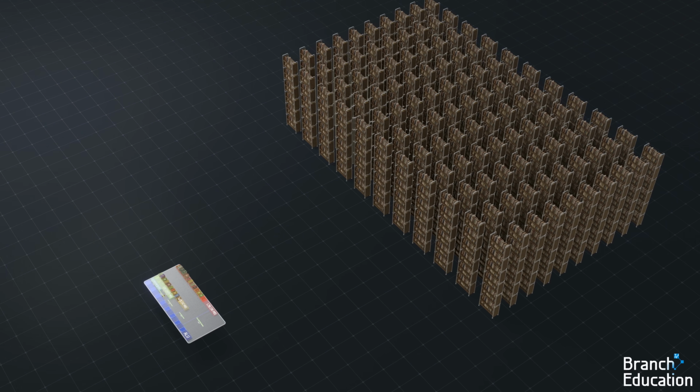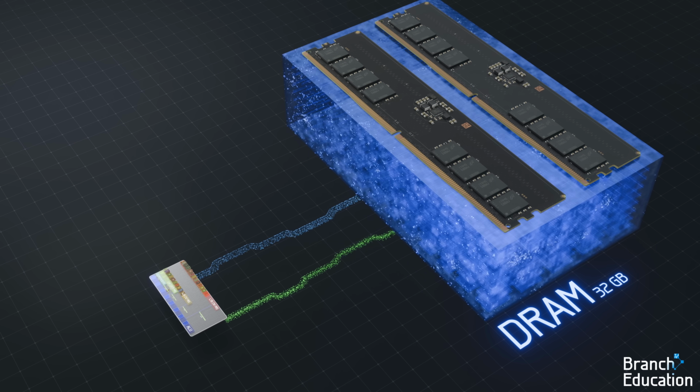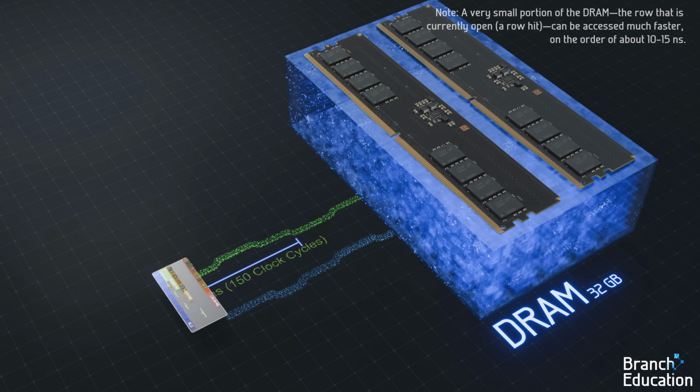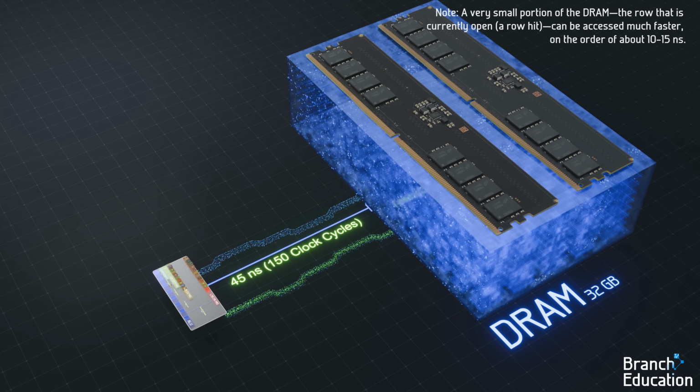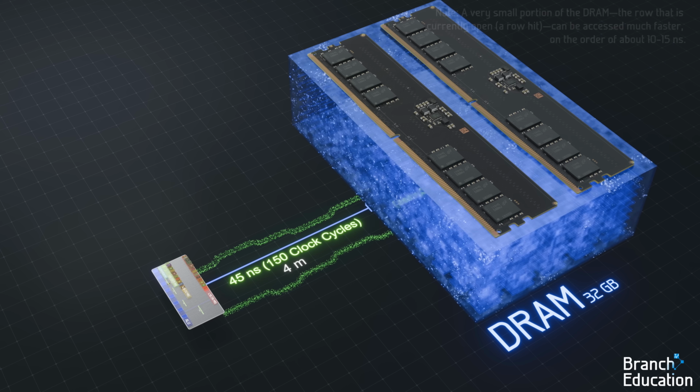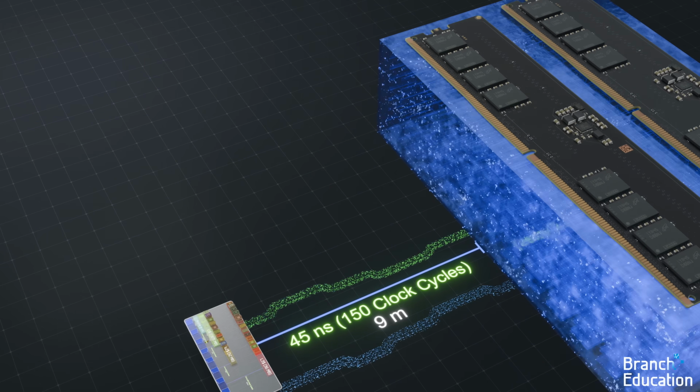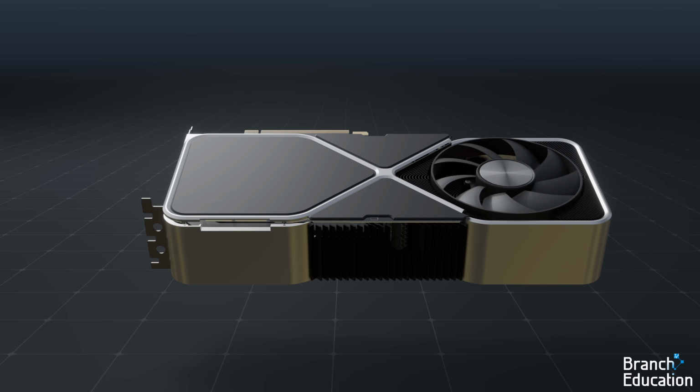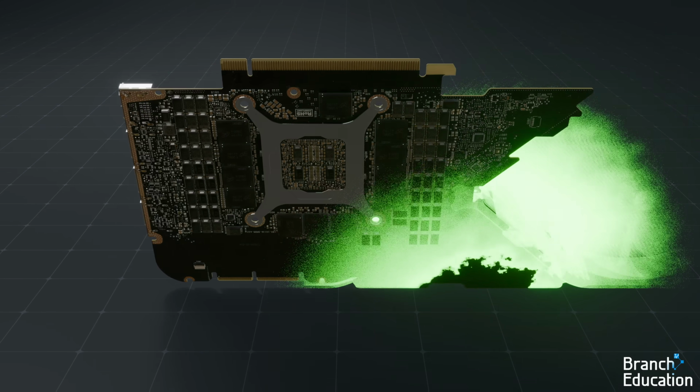The trade-off is that moving data from the CPU to the DRAM takes around 45 nanoseconds, so most of the DRAM carts are positioned 9 meters away from the CPU table. Next up is the graphics card, which contains the GPU and VRAM chips.